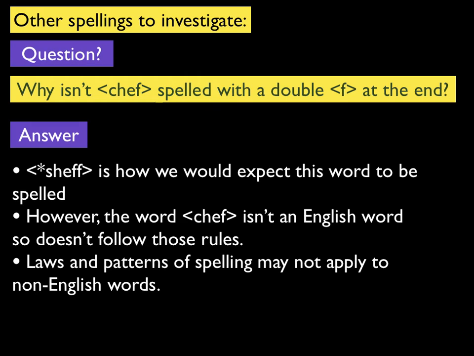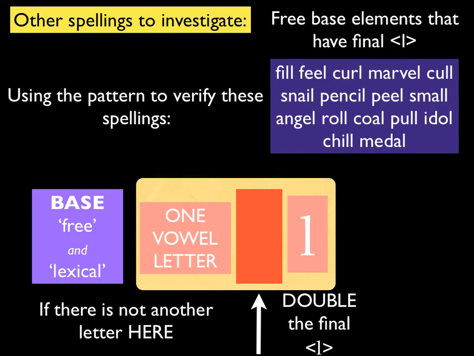Why isn't chef, C-H-E-F, spelled with a double F at the end? If we were doing it phonologically, and also if we were doing it in English, S-H-E-F-F would probably be the most conventional way to spell it. However, this word isn't from the English language, and so the rules that we are learning don't apply if the word is from another origin. We can also investigate base elements that have the final L. This is a nice little pattern you could draw and put up, and you're working, of course, with base, free, and lexical words.